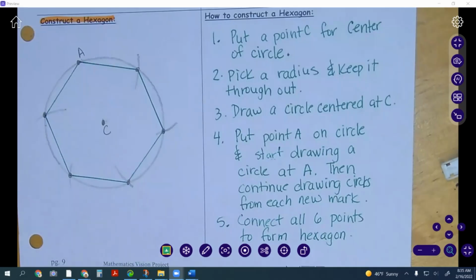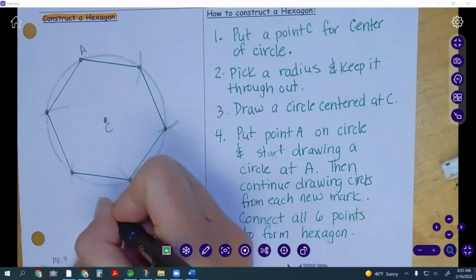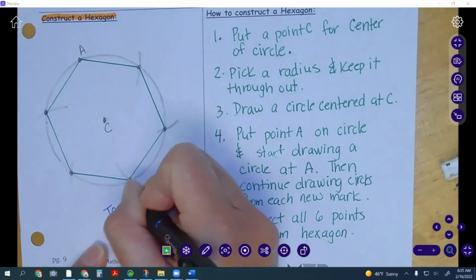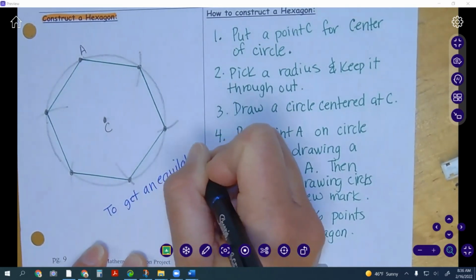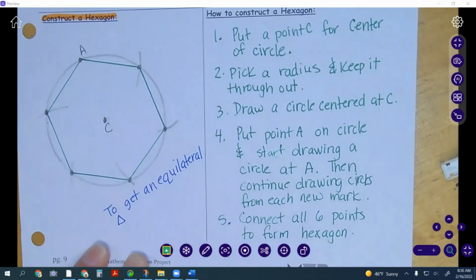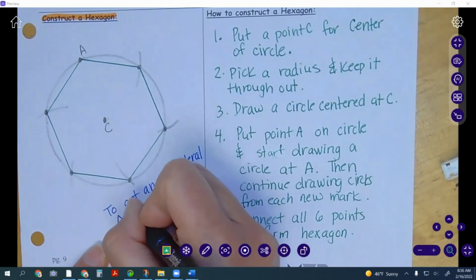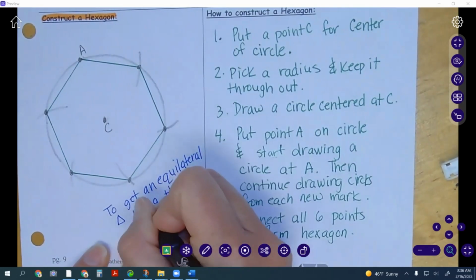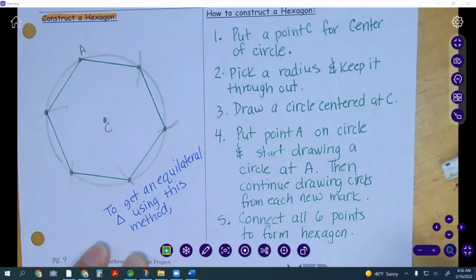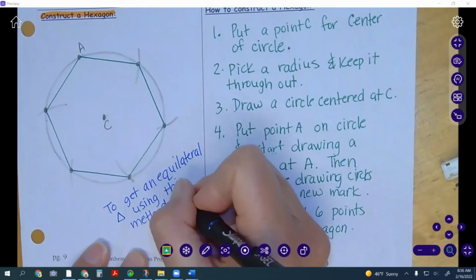So just a little reminder, if we wanted to do an equilateral triangle in a circle, we could. To get an equilateral triangle, I'm just going to abbreviate triangle with a triangle. Using this method, the only thing different is you're going to connect every other point.